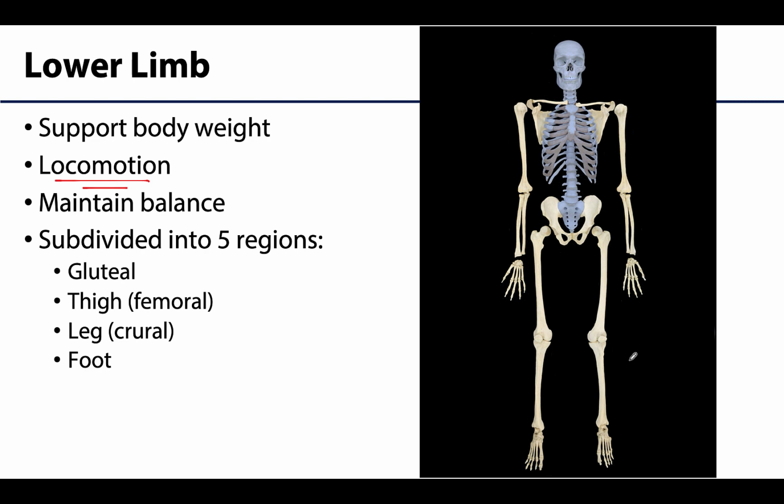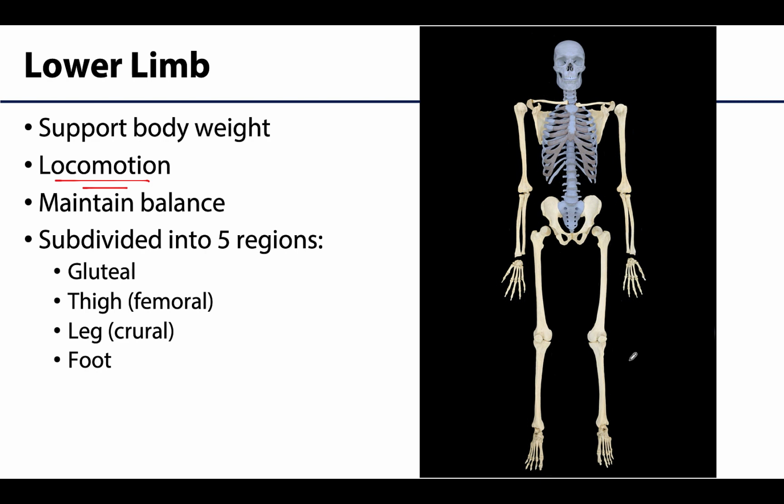Also, we need to maintain balance. So the thorax and the axial skeleton will play a big role in that, but particularly when standing or, say, in the middle of locomotion where you have one foot up in the air, you need to be able to maintain balance with the other side, the other lower limb. So there's going to be a lot of muscles that'll really play a role in keeping that balance.